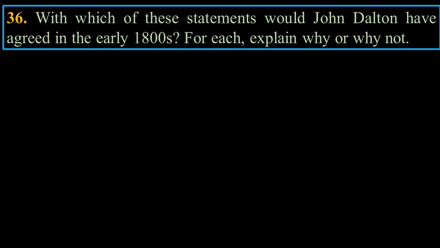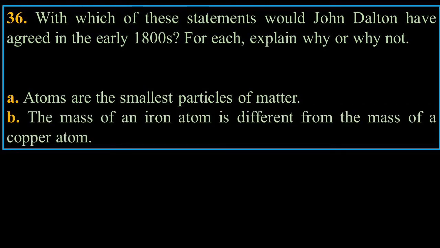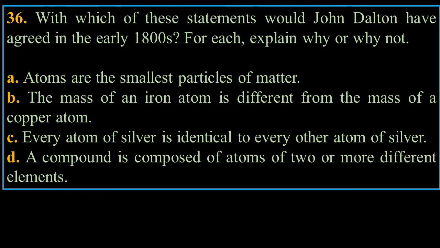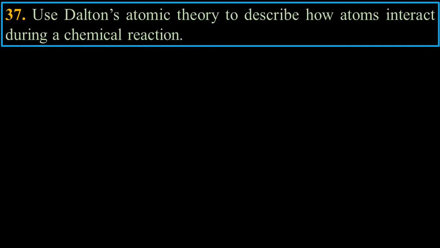With which of these statements would John Dalton have agreed in the early 1800s? For each, explain why or why not. Atoms are the smallest particles of matter. The mass of an iron atom is different from that of a copper atom. Every atom of silver is identical to every other atom of silver. And lastly, a compound is composed of atoms of two or more different elements. Which ones would he agree with? Well, he would agree with all of them. They would be consistent with his own atomic theory.